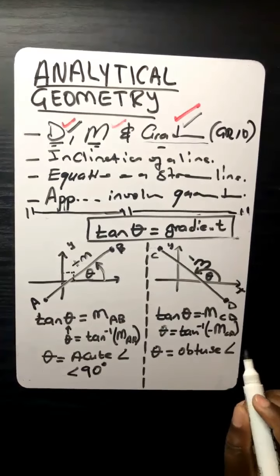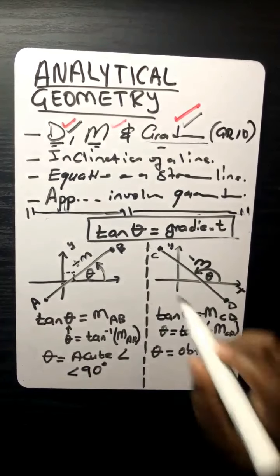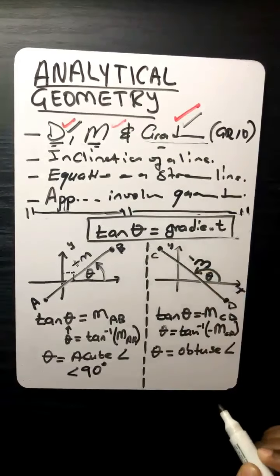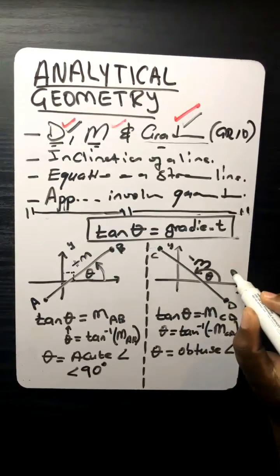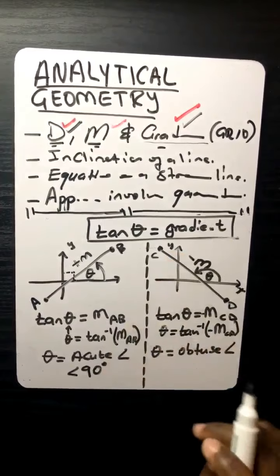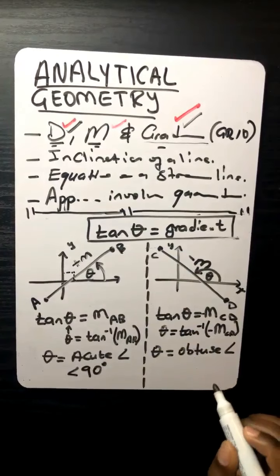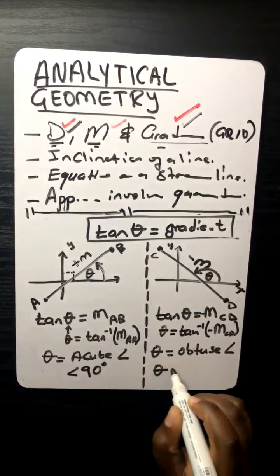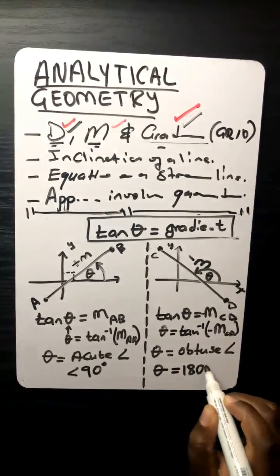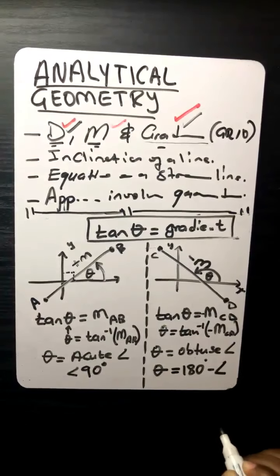Okay, so that means an obtuse angle. It's an angle which falls in the second quadrant. So when you have a negative gradient and you want to calculate that angle, the approach is different in this case. You have to do some more calculation. That means that angle is going to be 180 degrees minus the obtuse angle that you get.